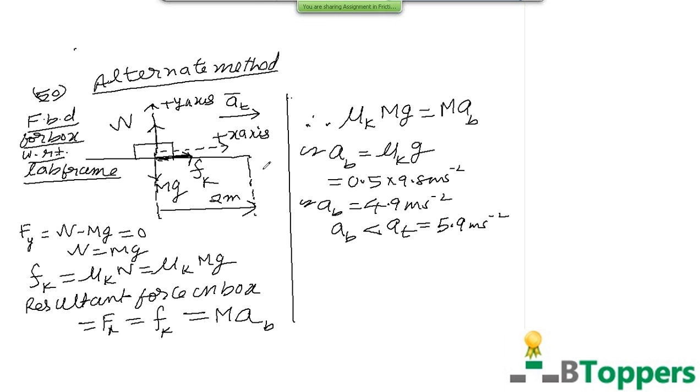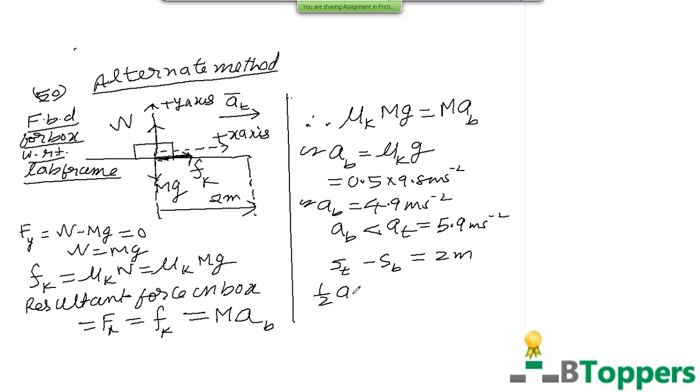With respect to the stationary observer on the ground, the table is moving towards the right with an acceleration of 5.9 meter per second square, whereas the box is moving towards the right in the same direction with an acceleration of 4.9 meter per second square. So the box falls from the table when the magnitude of the displacement of the table minus the magnitude of displacement of the box, the difference, becomes equal to 2 meters.